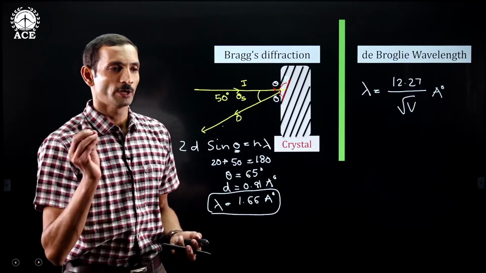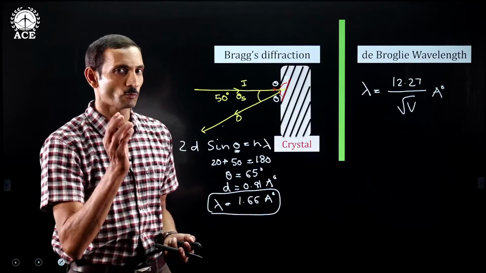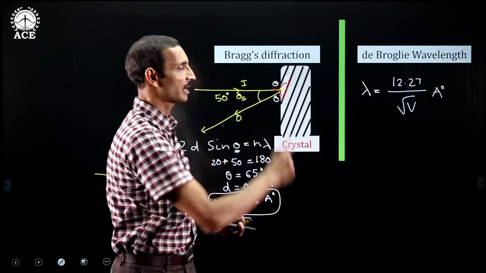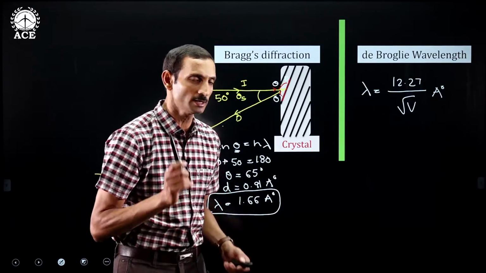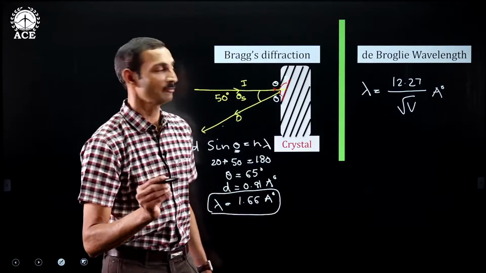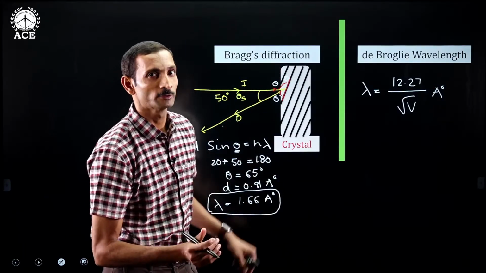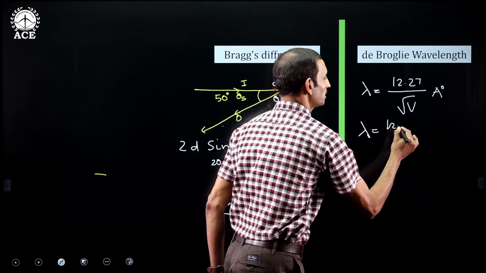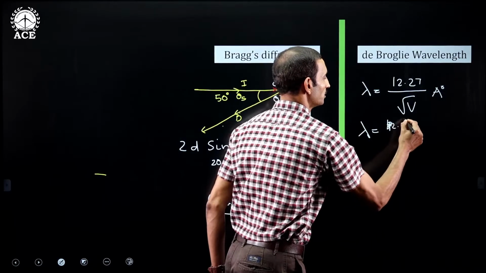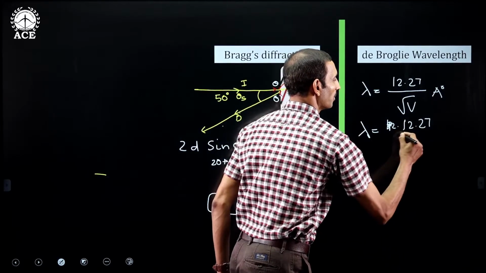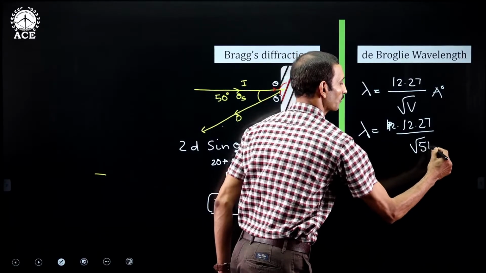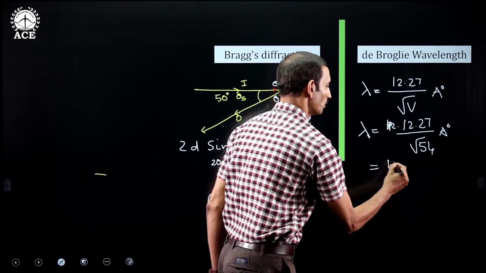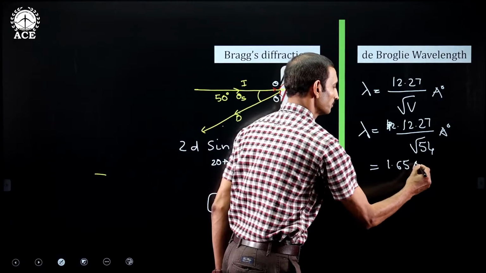It's quite clear that when you apply potential, the electron gets accelerated. There is some work done by the potential on the electron, which is equal to its kinetic energy. Based on that, they have arrived at this equation, lambda is equal to 12.27 by root V. Now what is the value of V for which we have got maximum intensity? Right, 54 volt. So I am going to write lambda as 12.27 by root 54 in angstrom. This would give us a value equal to 1.65 angstrom.